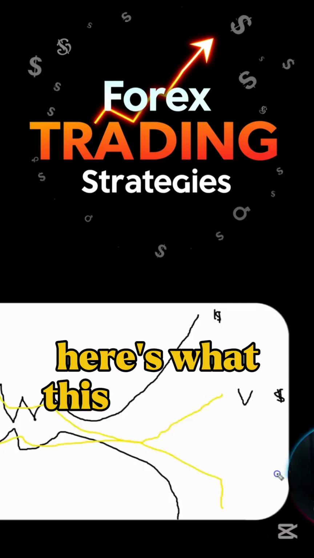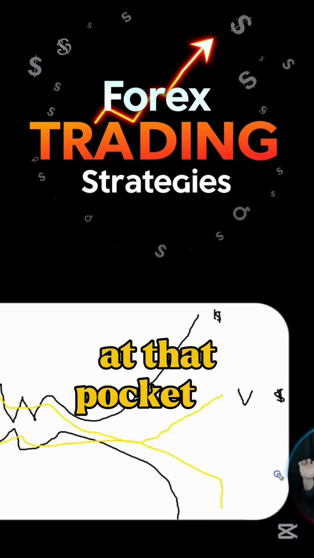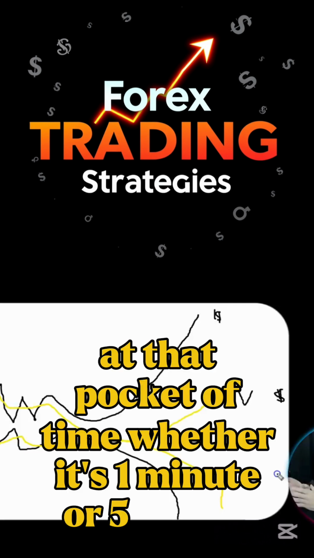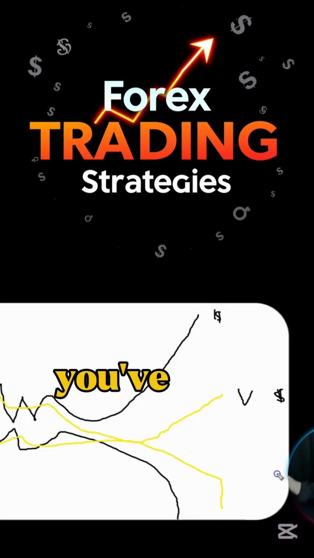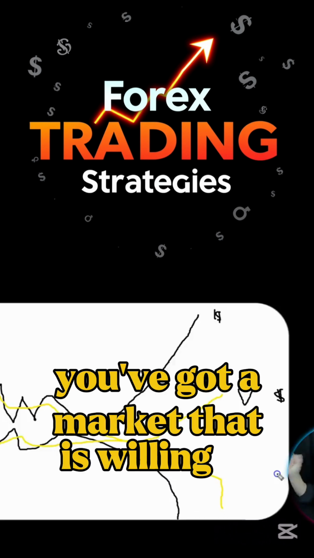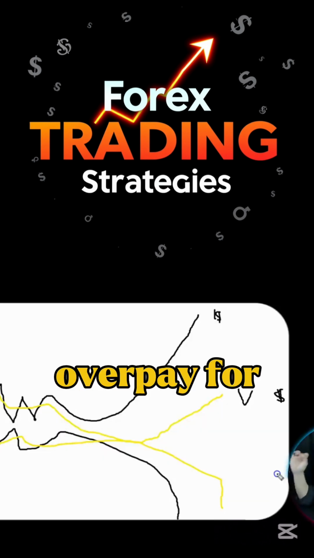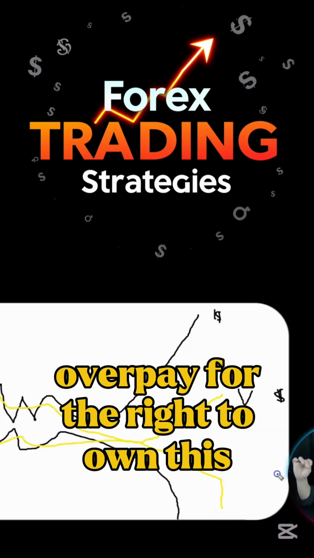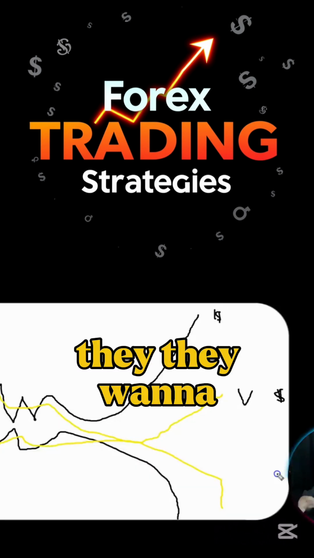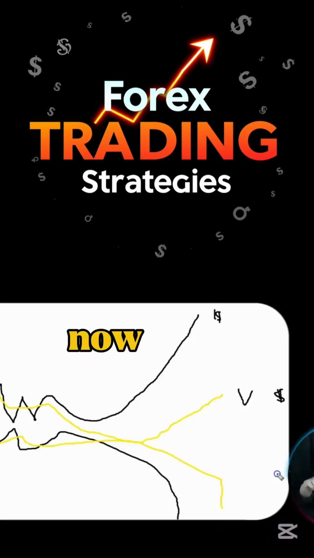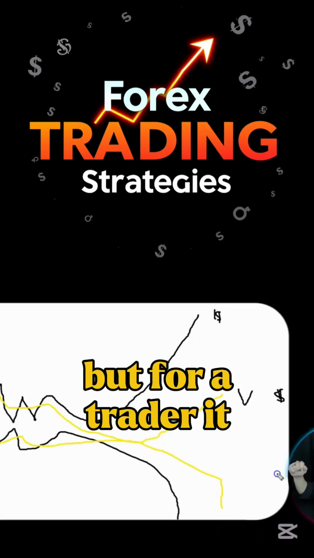Here's what this means in just straight layman's terms. At that pocket of time, whether it's a 1 minute or 5 minute, just focus on this. That pocket of time, you've got a market that is willing to overpay, can I use air quotes again? Overpay for the right to own this instrument. Now, I said just the right to overpay. They want to overpay at that pocket of time. Now, in the longer term scheme, it might not mean anything at all. But for a trader, it means the world.